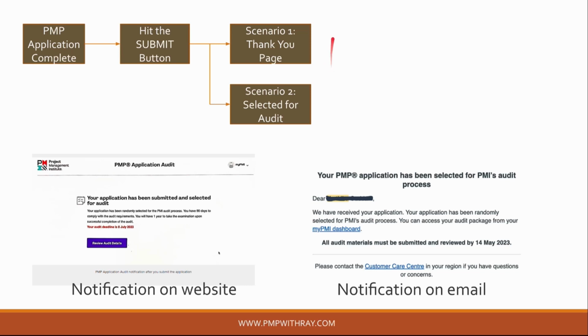But looking at this flowchart till here, guys, I think you got the answer to the fundamental question: when do you know that your PMP application is selected for an audit? And the answer is, as soon as you hit the submit button for your PMP exam application on the PMI portal. Now just an important data point which you need to know about PMI audits.